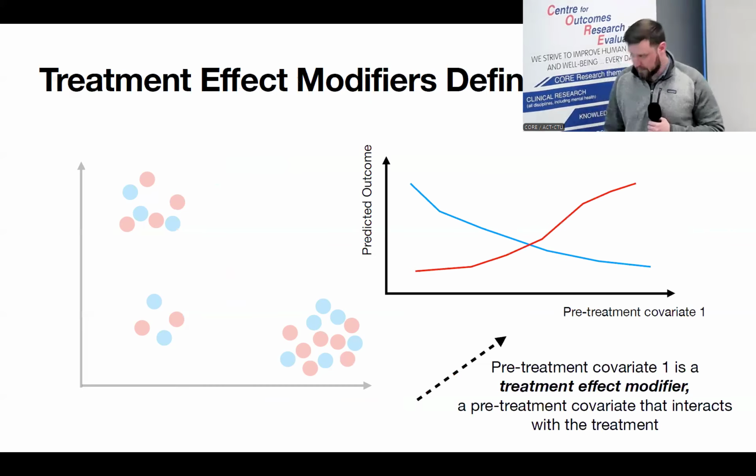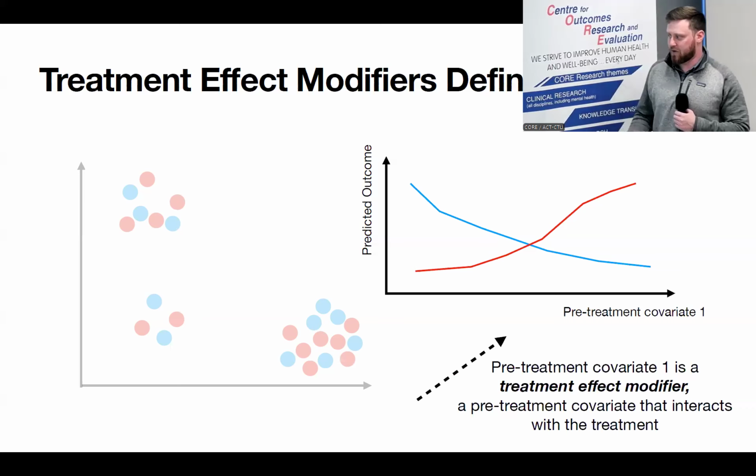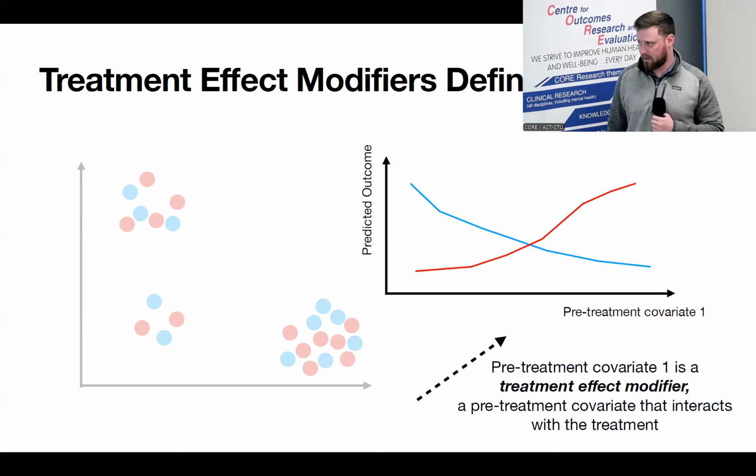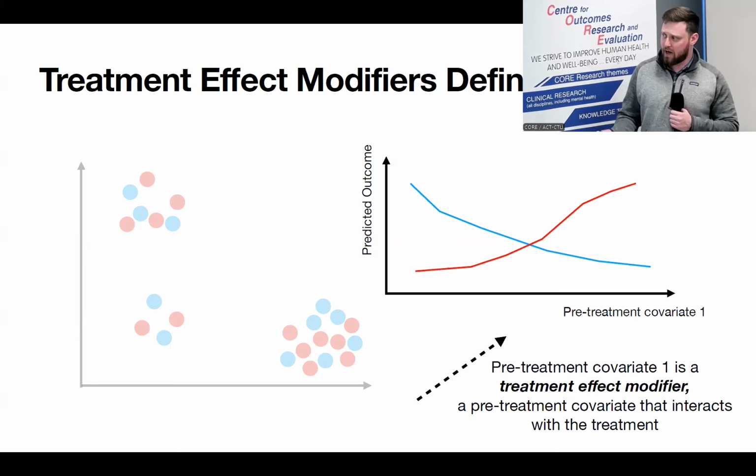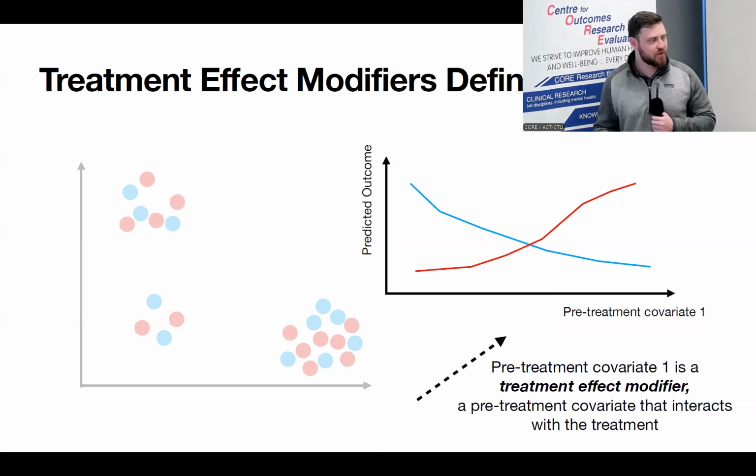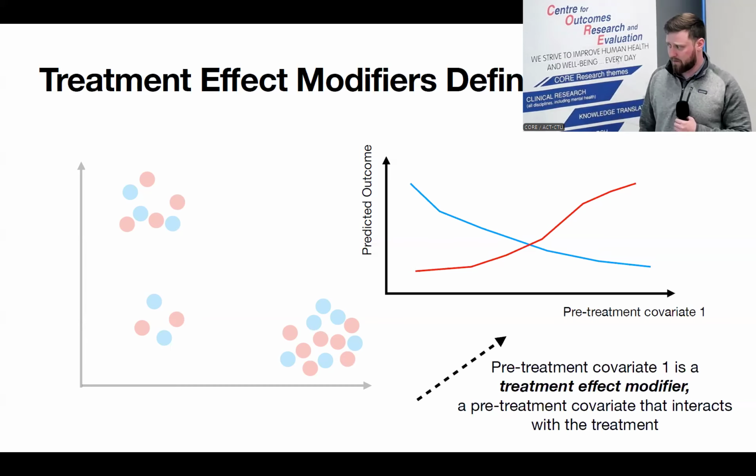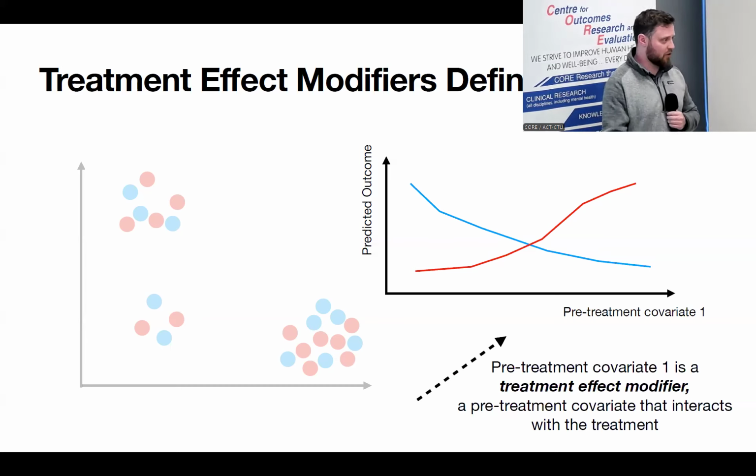So why is this happening? Well, it's happening because pretreatment covariate 1 is a treatment effect modifier. So sketched out over here on the x-axis is the values of pretreatment covariate 1, and on the y-axis we have the predicted outcome for different values of that pretreatment covariate. And in blue we have the outcomes of patients in the treatment arm, and in red the outcomes of patients in the control arm. And what we see is that patients who have relatively small values of pretreatment covariate 1 will benefit more, have better outcomes when assigned to the treatment arm than the control arm. And the opposite is true for larger values of pretreatment covariate 1, meaning patients benefit from the control medication over the treatment.